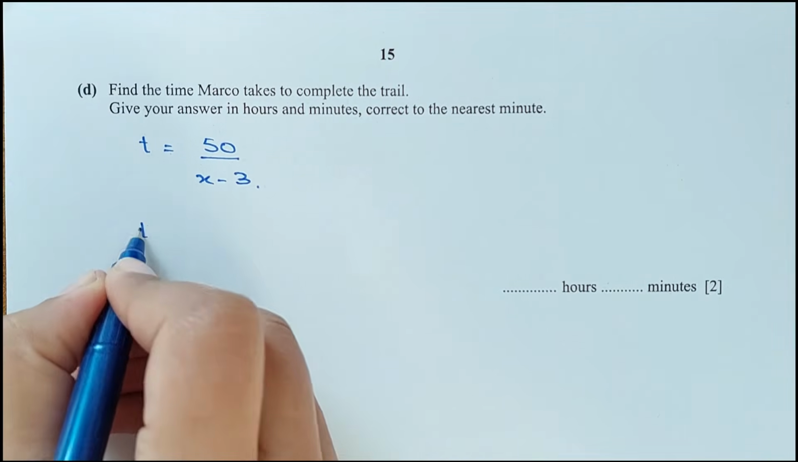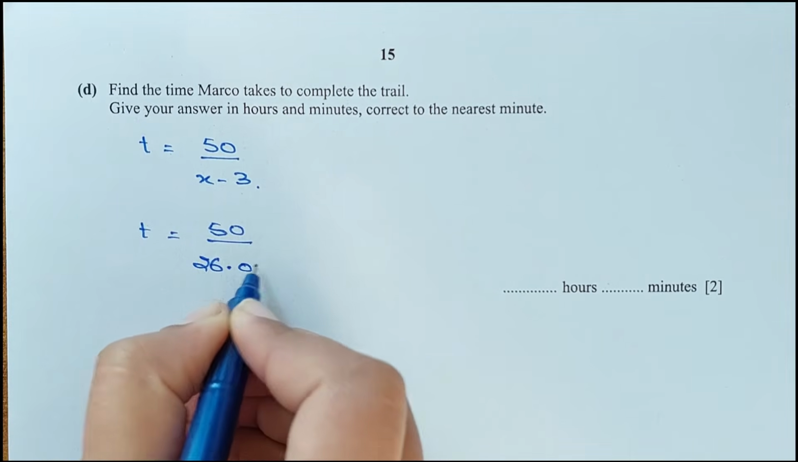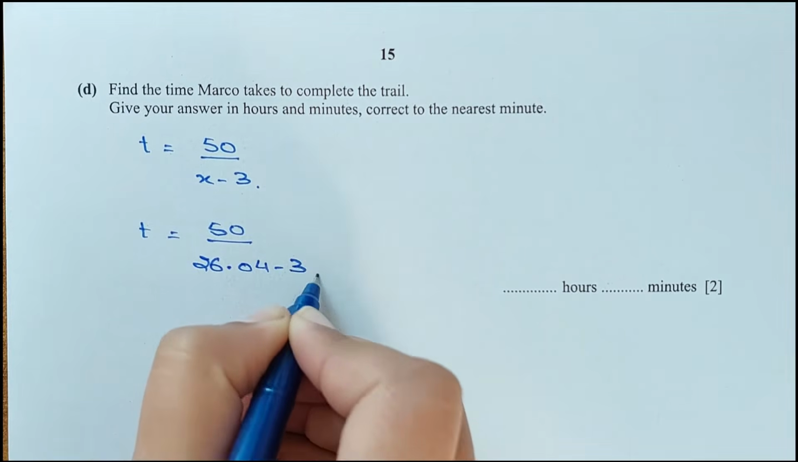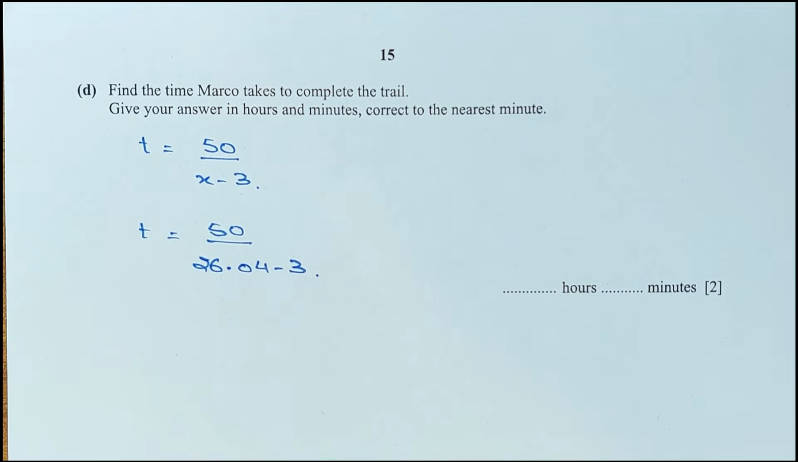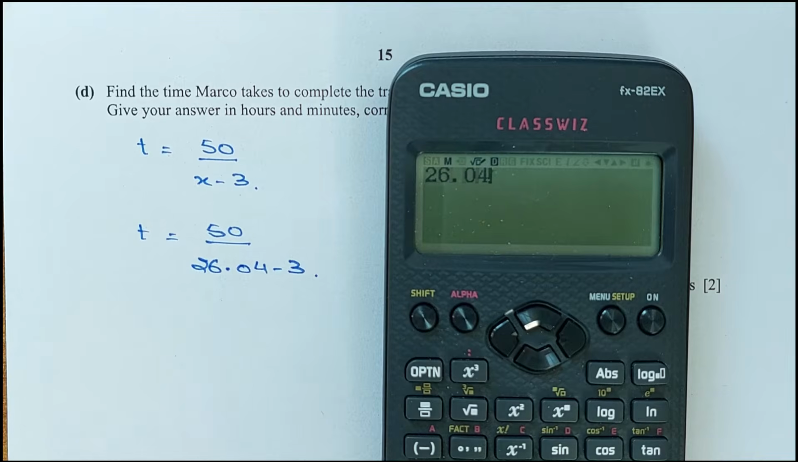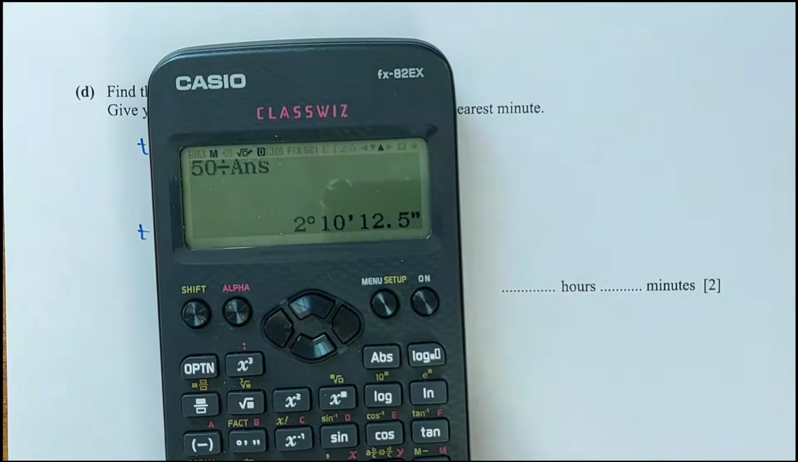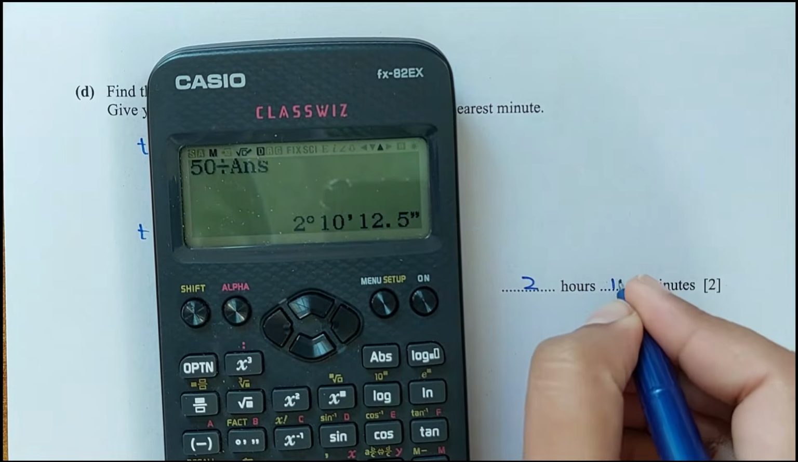26.04. So the time is 50 over 26.04 minus 3, right? Let me simplify this. If I do 26.04 minus 3 and divide 50 by the answer, in terms of hours and minutes, it is 2 hours and 10 minutes, right?